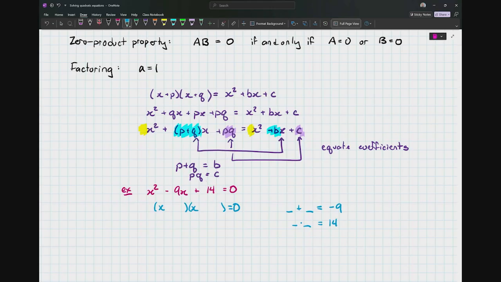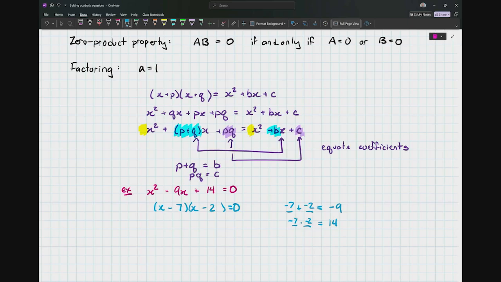Well, you can start thinking about all the different factors that multiply to 14. 1 and 14 or 2 and 7. There's not really that many different factors. Because they multiply to a positive 14, they're either both positive or they're both negative. Well, in order to add to -9, that forces them both to be negative. And it looks like we would need to have a -7 and a -2, or -2 and -7. The order doesn't really matter here. But that does check out. -7 and -2 add to -9, and they multiply to 14. So that should complete our two factors here, x minus 7 and x minus 2.